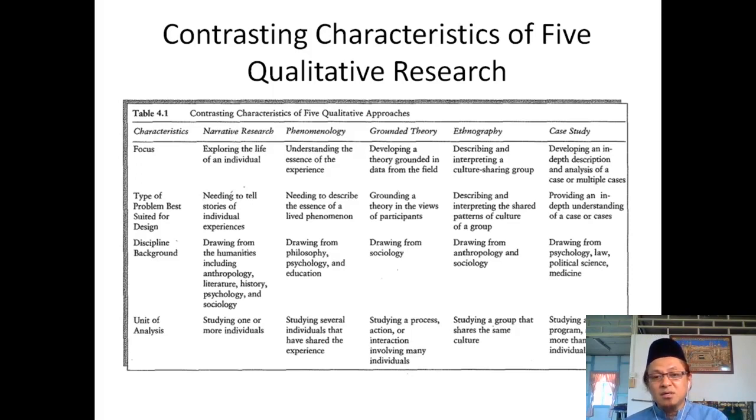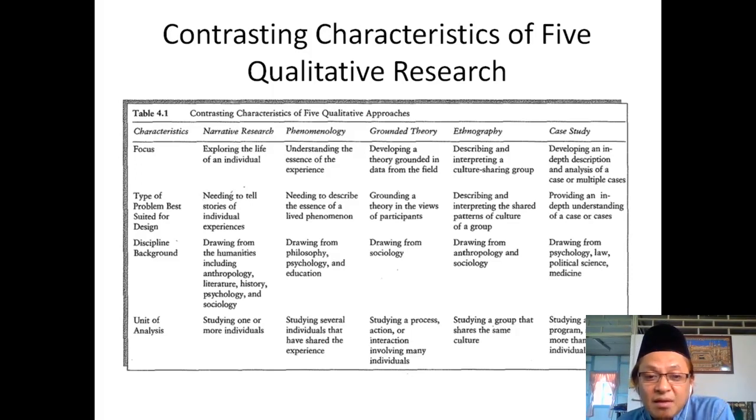Example, in 2004, there was a huge, massive earthquake. And because of the earthquake, there was a very disastrous tsunami that caused the death of many people in part of Indonesia, specifically in Aceh. And some of these survivors, of course, lost their family members. So those who survived, how did they go through their life post-tsunami, after the tsunami? So this lived phenomenon, we want to understand how they lead their life after that impactful event, the tsunami. So we want to describe the essence of a lived phenomenon, people who survived that disaster, that calamity.